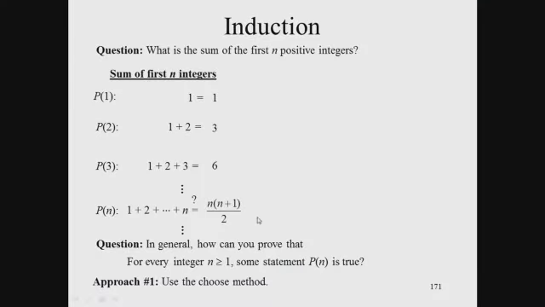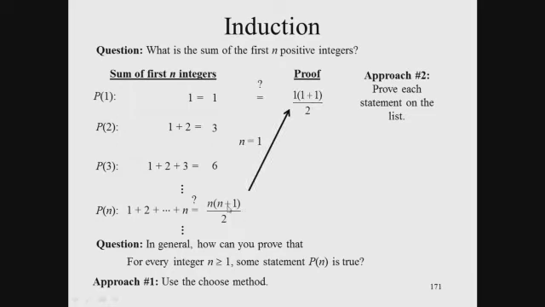Another way you might show that all of these statements are true is by proving each one on the list. For example, what I would like to do is check if this formula right here works for each of these statements. In other words, when n equals 1, does this formula give me 1? When n equals 2, does that formula give me 3? When n equals 3, does that formula give me 6? Well, let's check that. So for n equals 1, let's put 1 into this formula. We get 1 times 1 plus 1 over 2, otherwise known as 1. So that formula works for n equals 1.